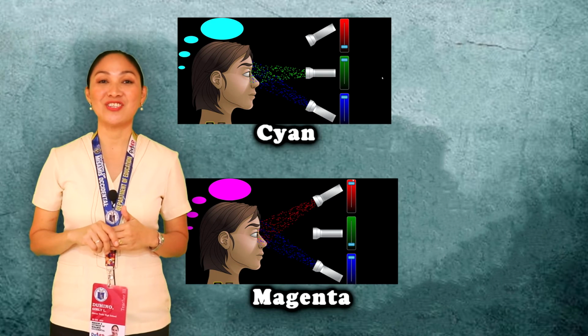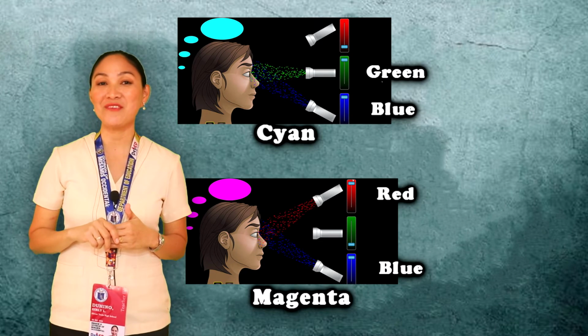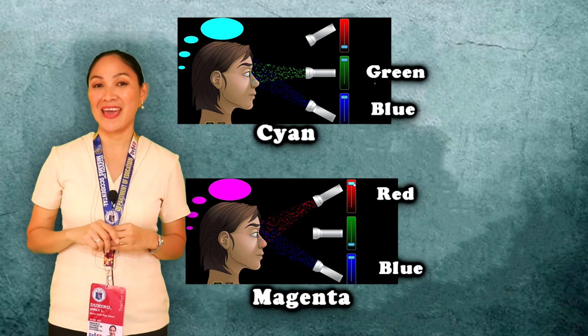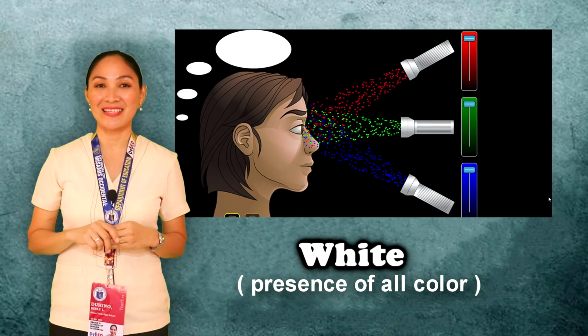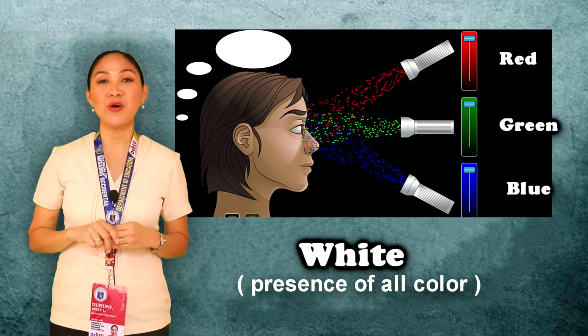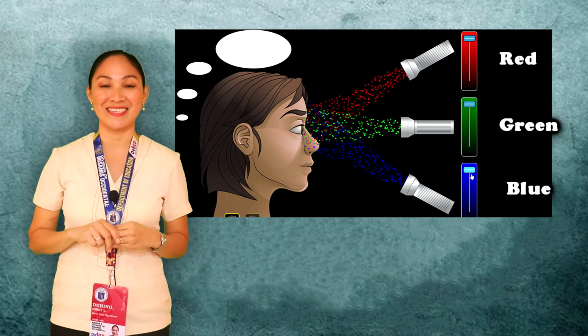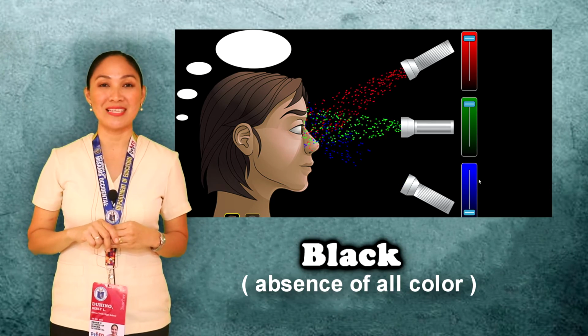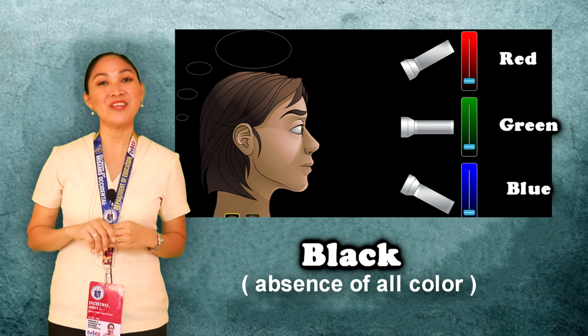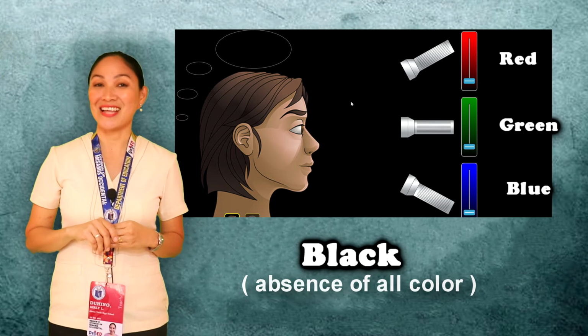Other colors like cyan and magenta are just combinations of other wavelengths. On the other hand, color white represents the combination of all the wavelengths of the visible light, while black is the absence of the wavelengths. Isn't it fantastic, students? Let's have more!